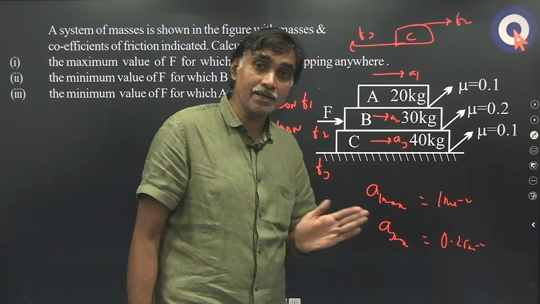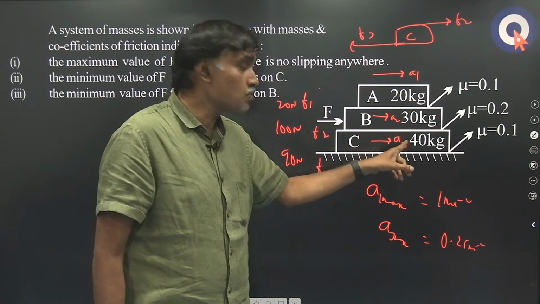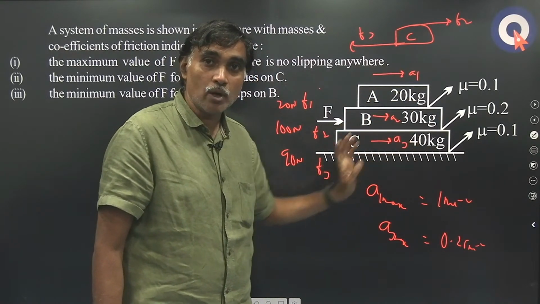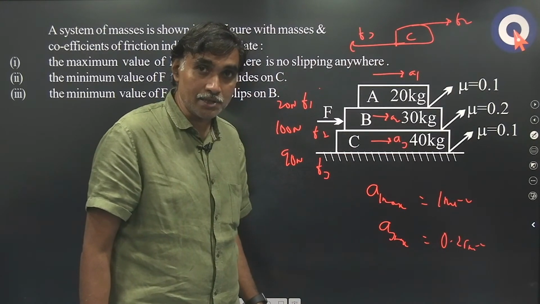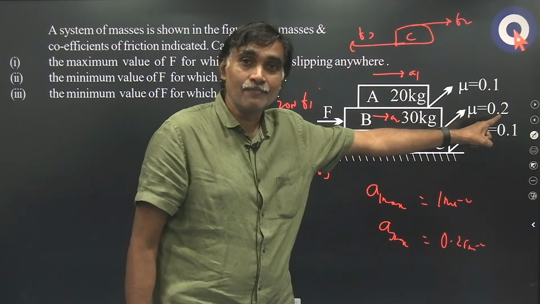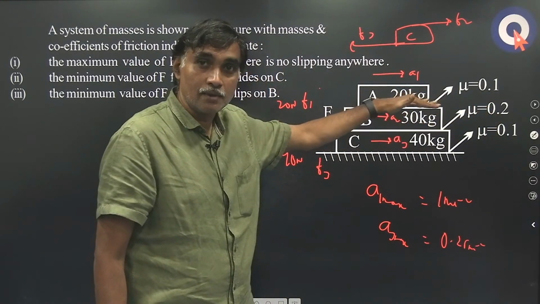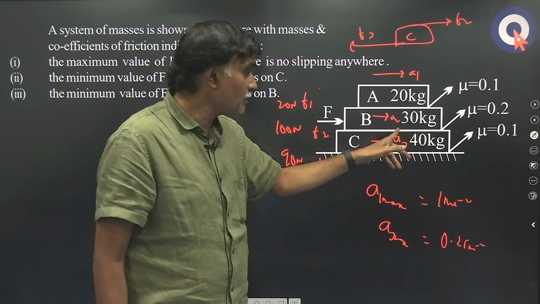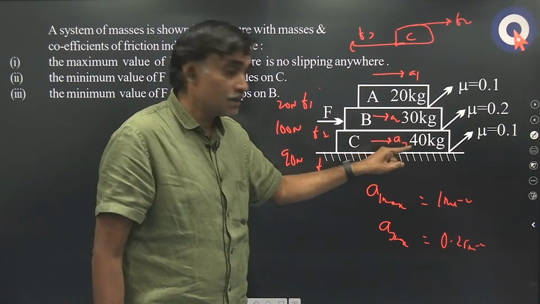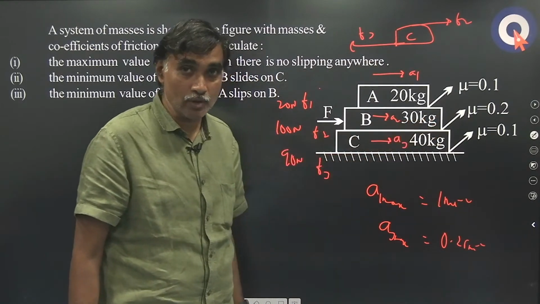Once it is greater than 0.25, these two will move together, because this block cannot have an acceleration of more than 0.25 meters per second square. If the force is such that acceleration is more than 0.25, then these two will move together, but this block does not move along with those two blocks. Then what type of friction acts here? Kinetic friction. Then its acceleration will be constant if both mu s and mu k are the same.